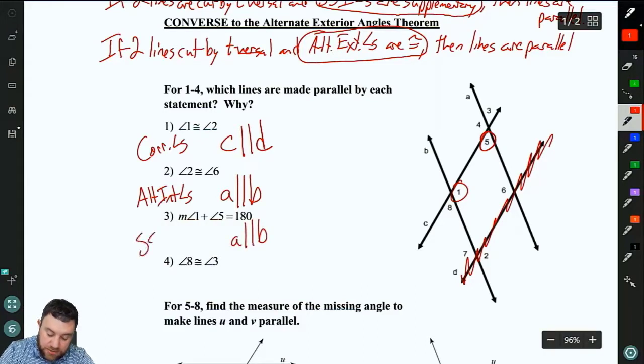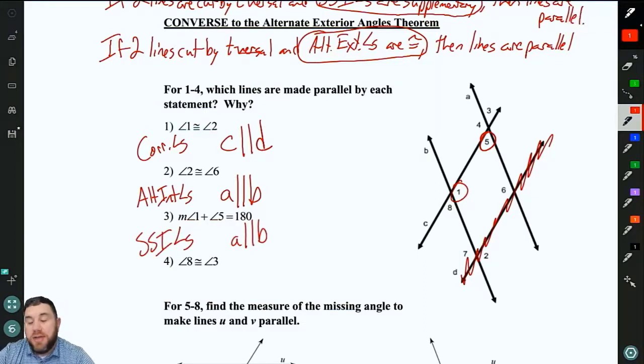Those are same side interior angles. And same side interior angles, again, are the oddballs. They're the ones that are supplementary instead of congruent.